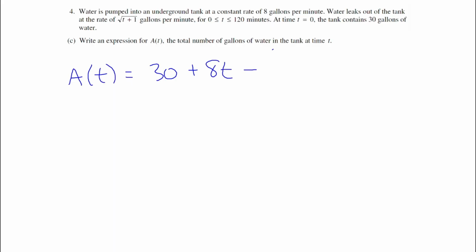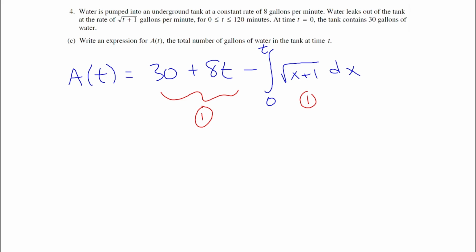And then we have to subtract the amount that leaks out, which is an integral from 0 to t of that square root function, square root of x plus 1 dx. And this would be a perfectly acceptable answer here for part C. They would give you 2 points for this, 1 for this, and 1 for this. And of course, if you had an 8 minus the root x plus 1 inside the integral, that would also be perfectly acceptable and earn you all 3 points.